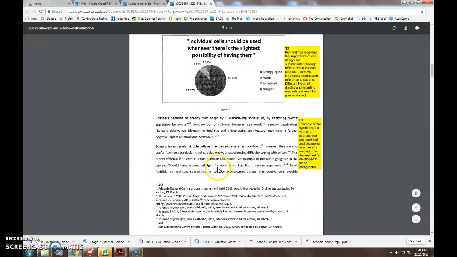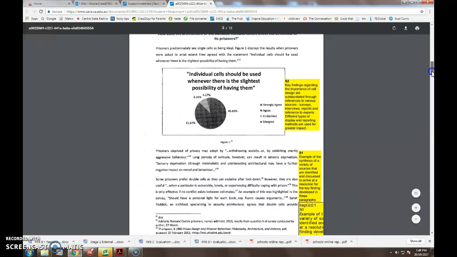Cells should have a personal light for each bunk. The top fluoro causes arguments. So again, they've used their survey to substantiate the information that they have found from other sources. The information in the survey backs up what they are referencing from previous sources.